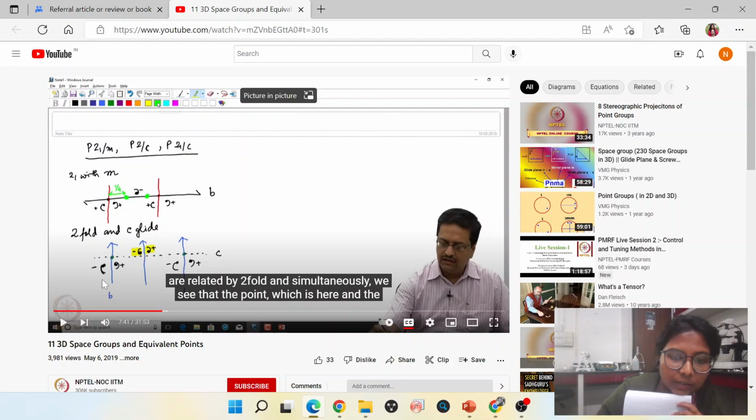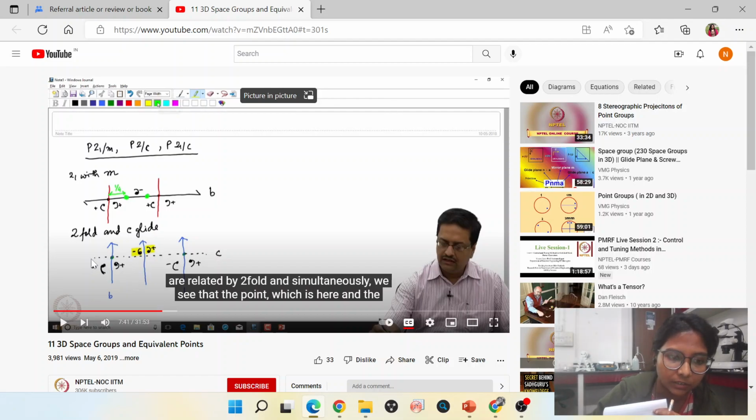Glide basically means you have a reflection and then you have a translation. So if I consider this, this is a 9, right? This is a 9, and then this plus sign means that it is above the plane. You know this, right? If I consider this white page as one plane, then this 9 is above the plane. So that is why it is a plus.